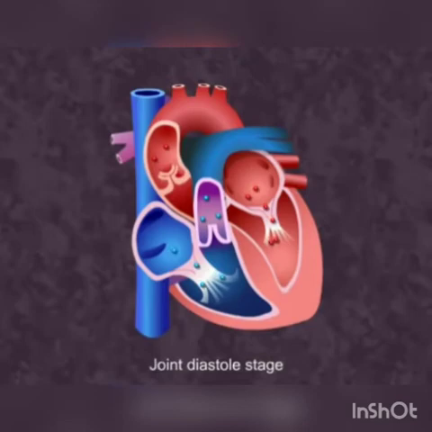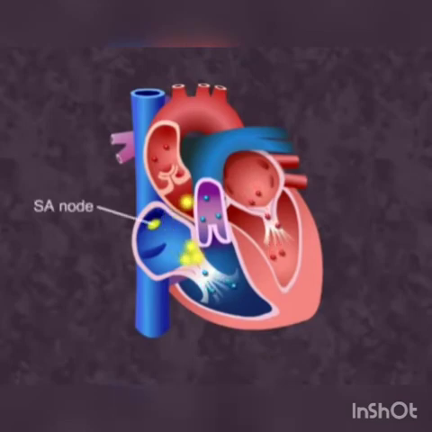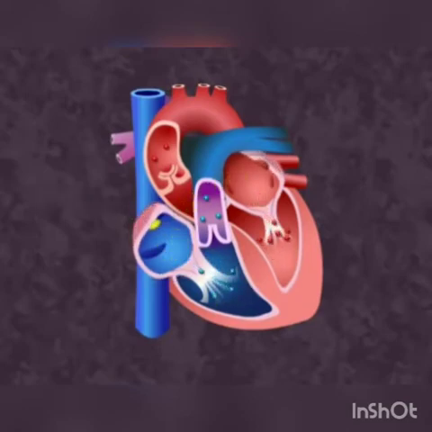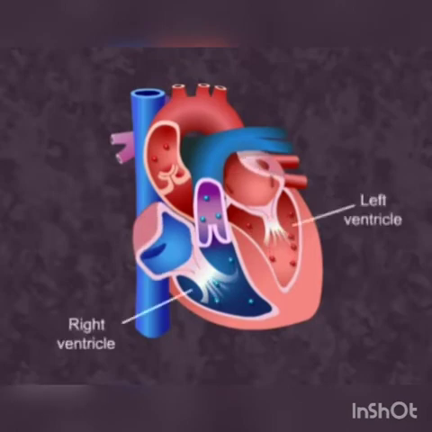Second one is the atrial systole. The atria contract while the ventricles are still relaxed. The contraction of the auricles pushes the maximum volume of blood to the ventricle until they reach the end diastolic volume. Okay, this is called atrial systole. Third phase is the ventricular systole.